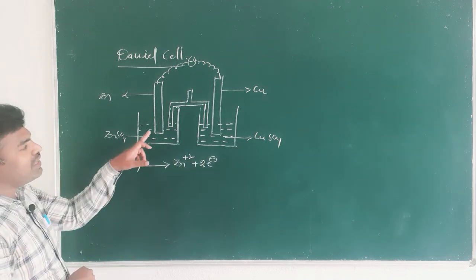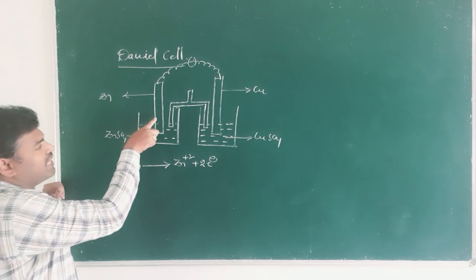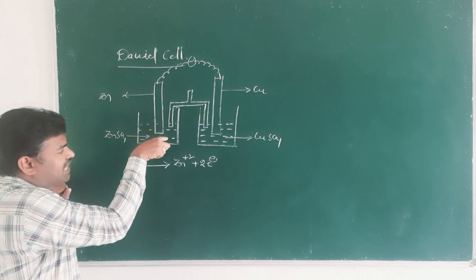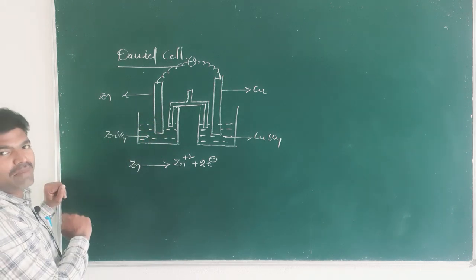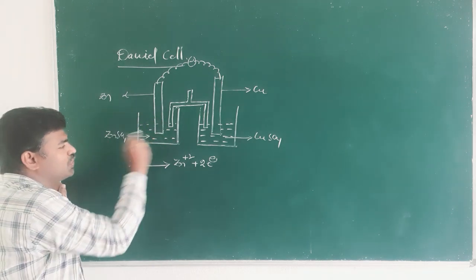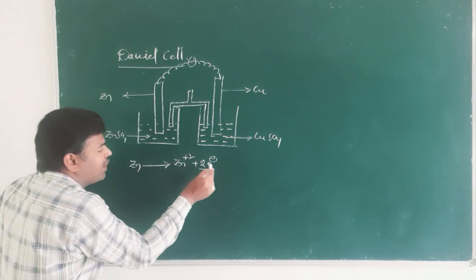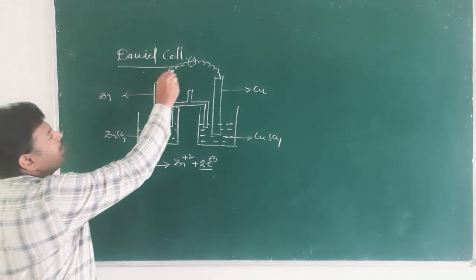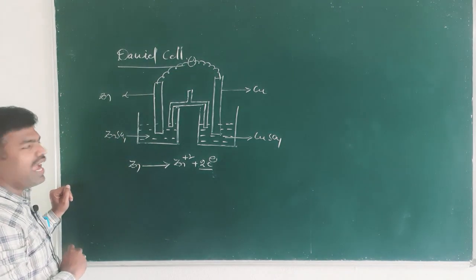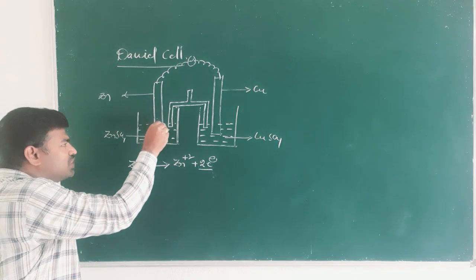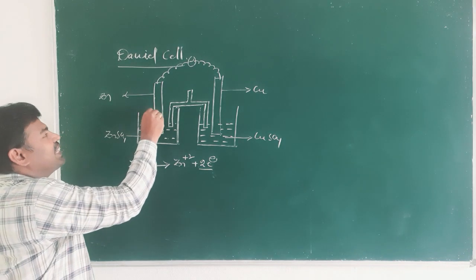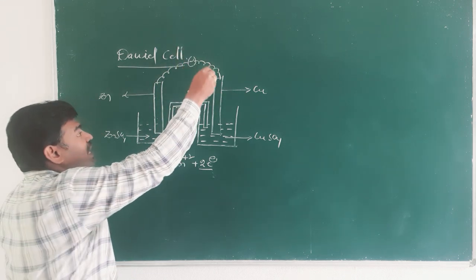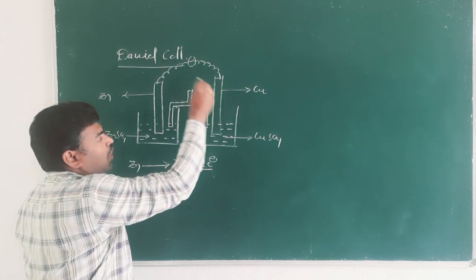Owing to the oxidation, Zn+2 ions go into the zinc sulfate solution, and electrons move into the ammeter and thereby enter into the copper rod.